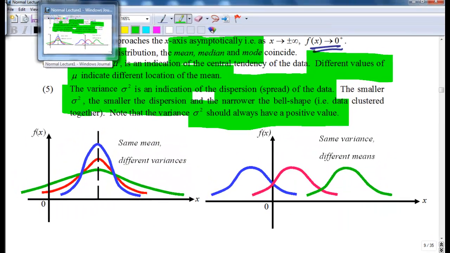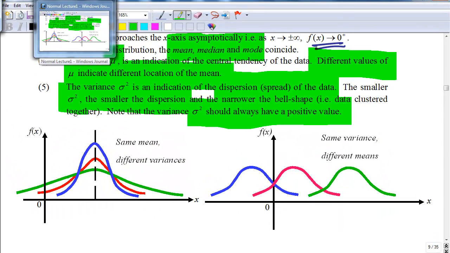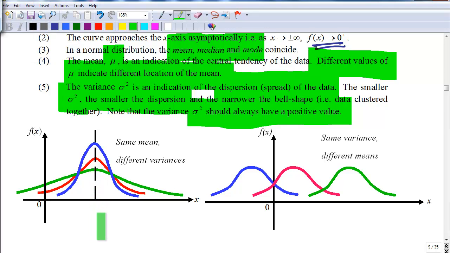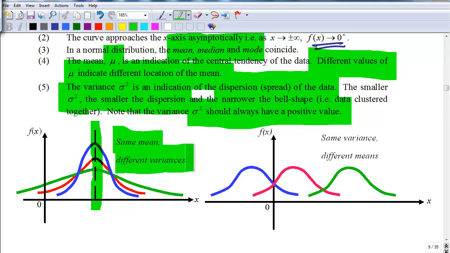If you look at the graphs on the same page, the graph on the left shows you 3 bell curves. They all have the same mean, but they have different variances. The one that has the largest variance is the green bell curve. See how far spread the data values are? The one that has the smallest variance is the blue bell curve. Easy to see, right?